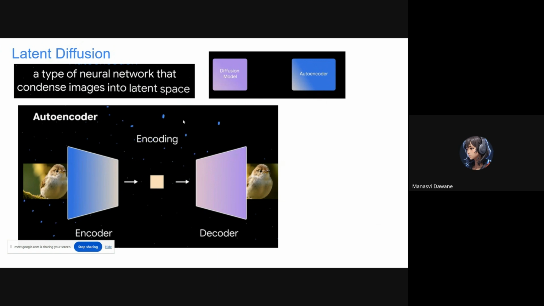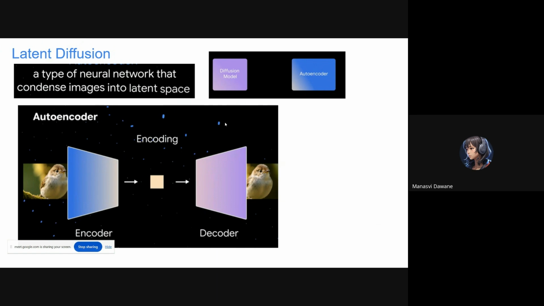So what is latent diffusion? Latent diffusion is a type of neural network that condenses an image into the latent space. This is the latent space, and it consists of two components. First is the diffusion model, and second is the autoencoder.